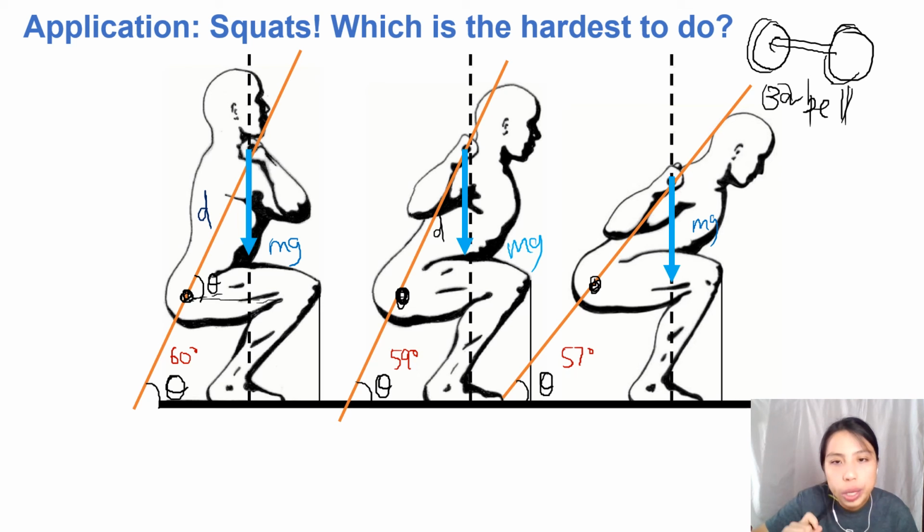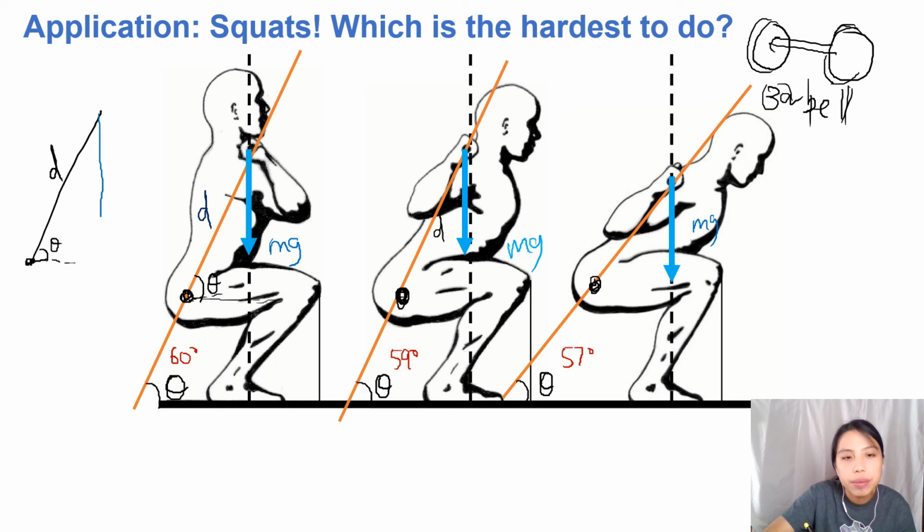Okay, so the question is, which one is hardest to do? You may know the answer if you have done all these kinds of exercises before. But if not, then we have to think of the maths reasoning behind it. So I'm going to draw a triangle. So that's the body length, D, at some angle, at the pivot. Then we have a force, the weight, pulling down. This is mg. Let me extend that all the way and form a nice triangle for you.